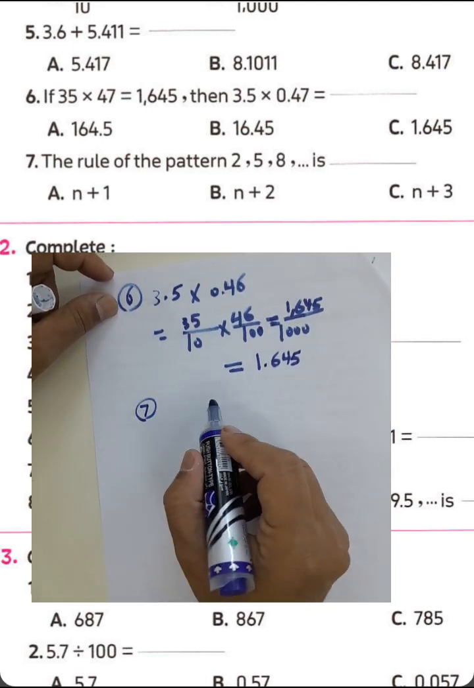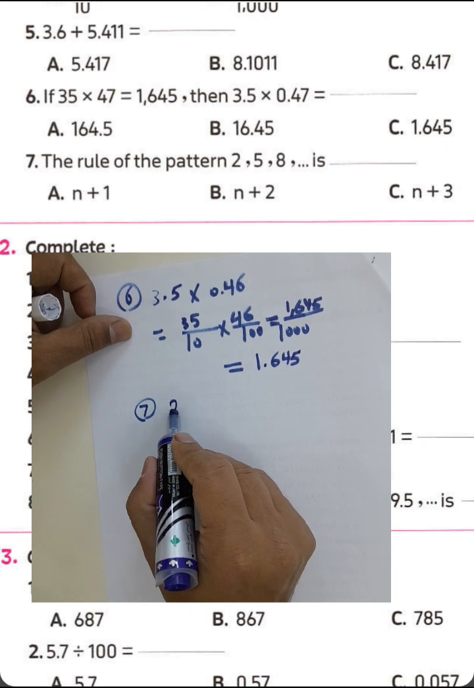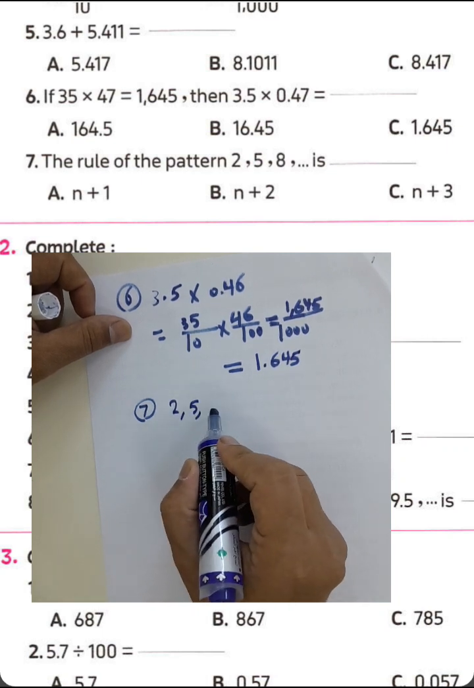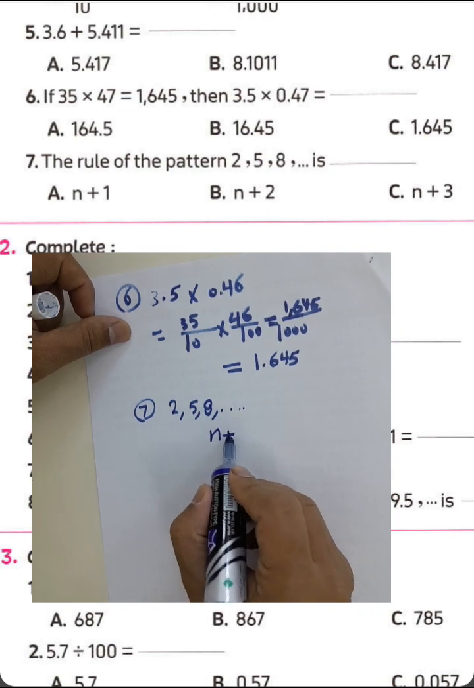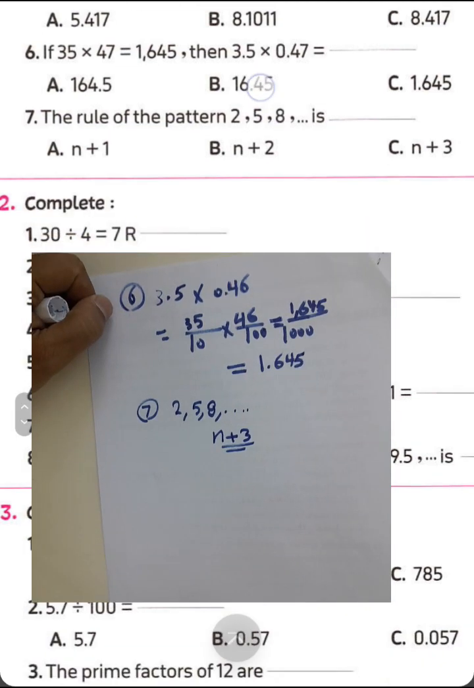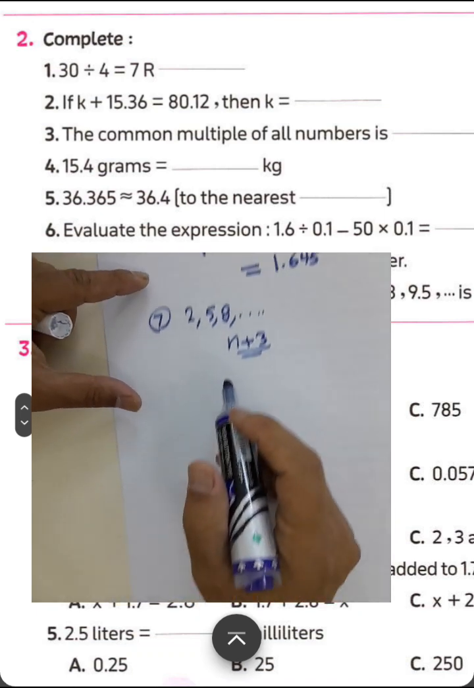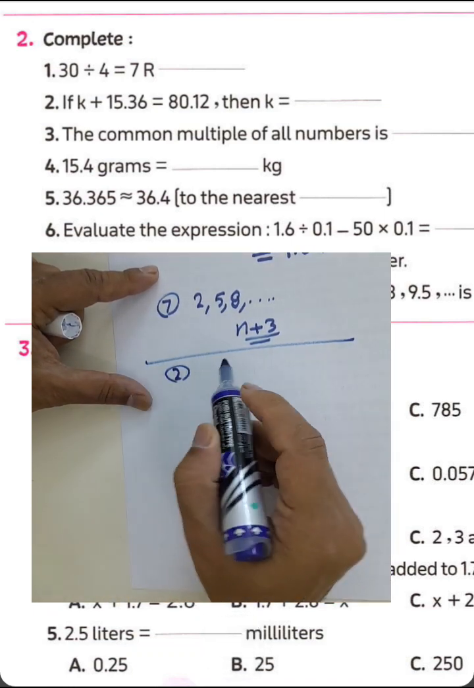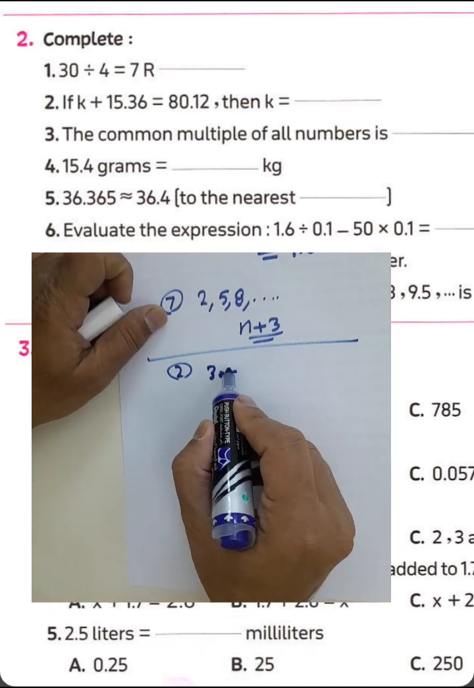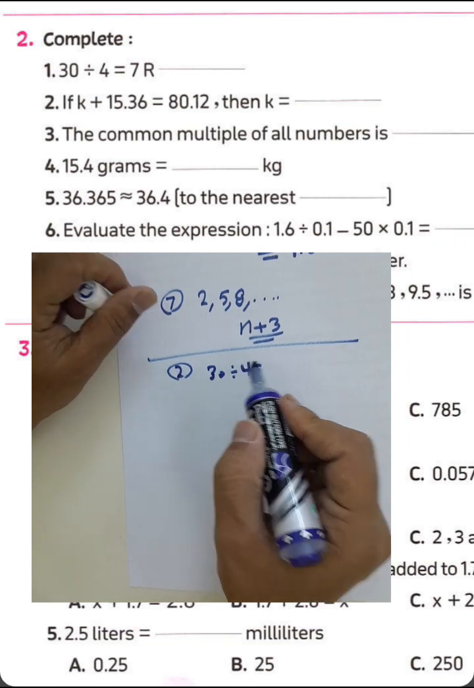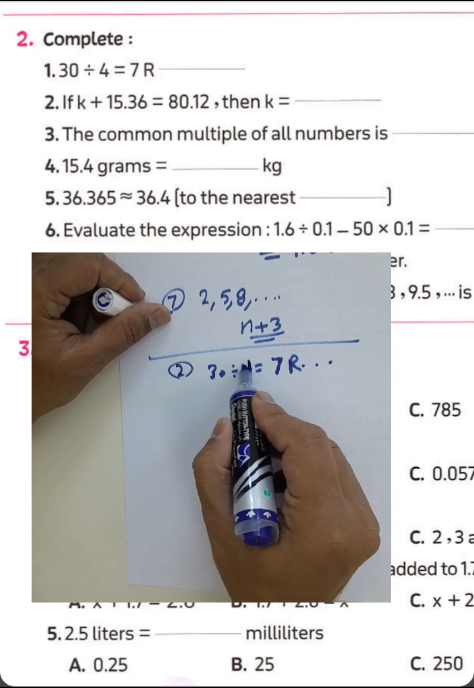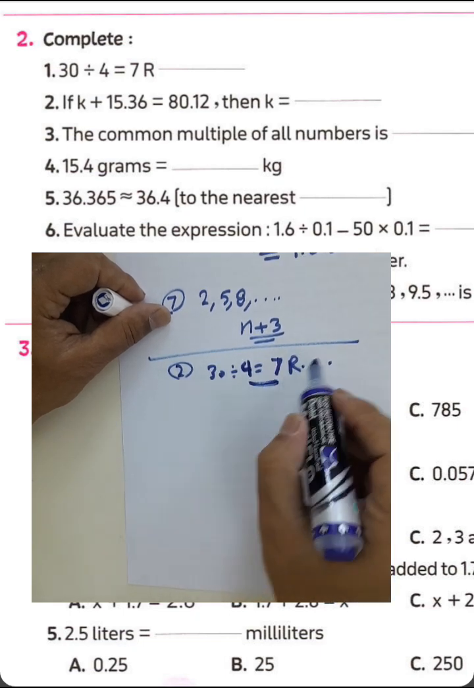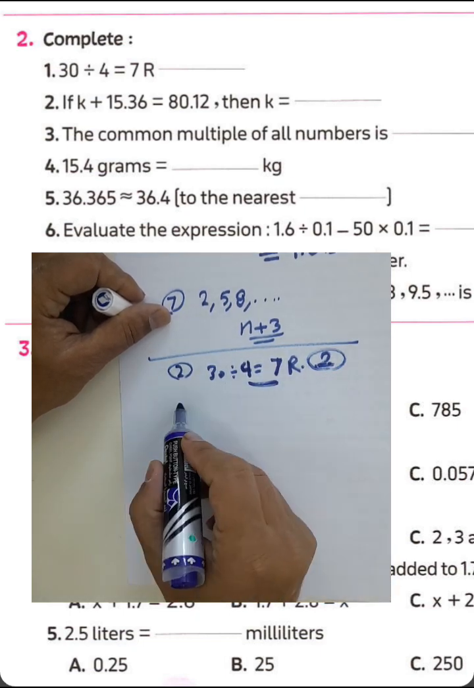Question 7. The rule of the pattern here: 2 plus 3 equals 5, 5 plus 3 equals 8. So the rule here will be n plus 3. We must add 3 here. Complete, question number 2. Complete: 30 divided by 4 equals 7, and the remainder is blank. We know 4 times 7 equals 28, and the remainder is 2. So the remainder here equals 2.